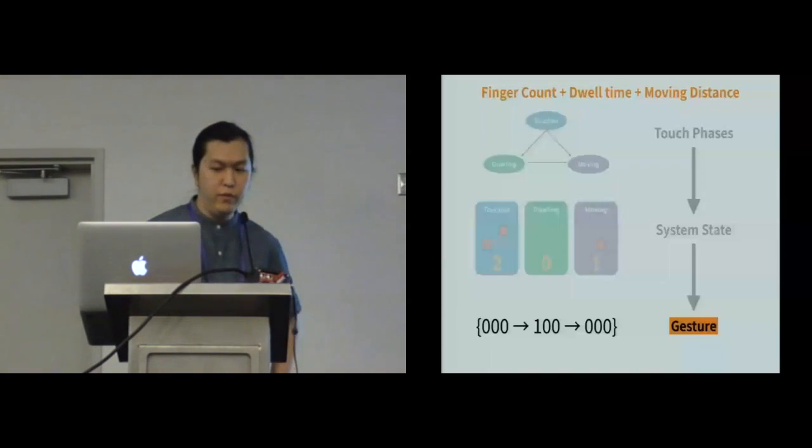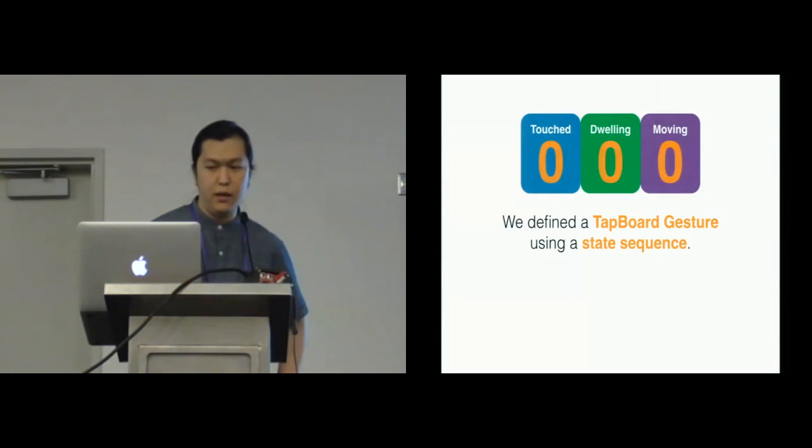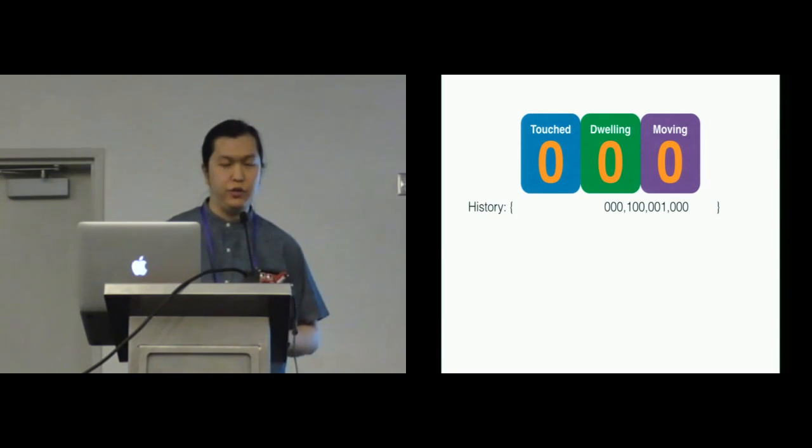Now we move on to define a gesture, which is defined as a sequence of system states. When the user interacts with the system, the state changes over time. For example, the user lands a finger and then lifts up. Then these three numbers change, and this history of the system state defines the tap gesture. For another example, the user lands, slides, and lifts up. This is defined as a drag gesture, with those four numbers.